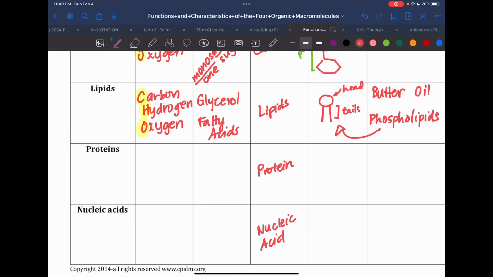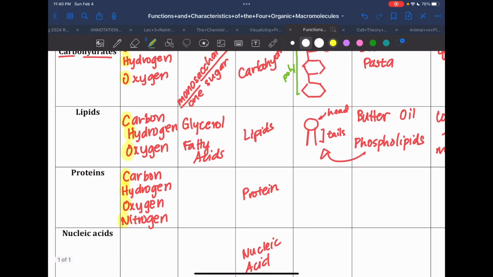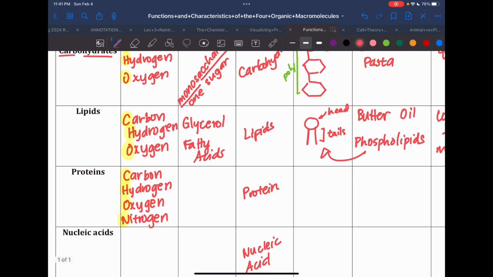Next is going to be proteins. This one is going to be different. So it's still going to be the same: carbon, hydrogen, and oxygen. But this time we have nitrogen in there as well. Right? So this one is CHON. The monomer for a protein is called an amino acid.